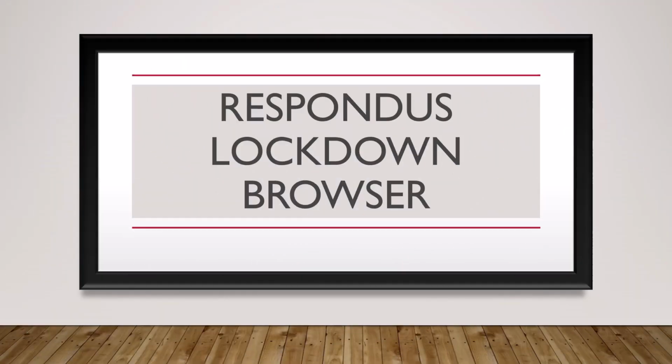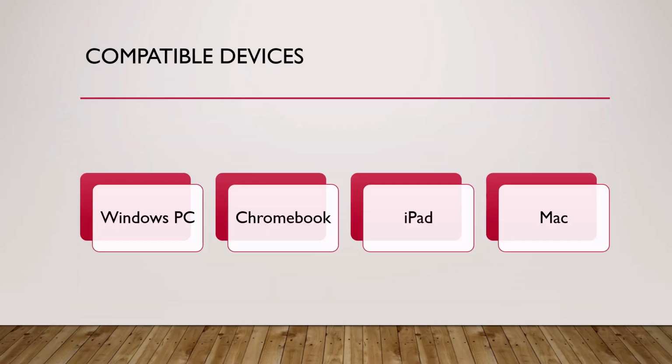This video will cover the many variations of Respondus Lockdown Browser that are available and a quick overview of each. The four main devices that Respondus Lockdown Browser is used on and compatible with are Windows PCs, Chromebooks, iPads, and Mac OS. Each of these devices vary when initiating Lockdown Browser, but ultimately, in the end, function the same once in the test.